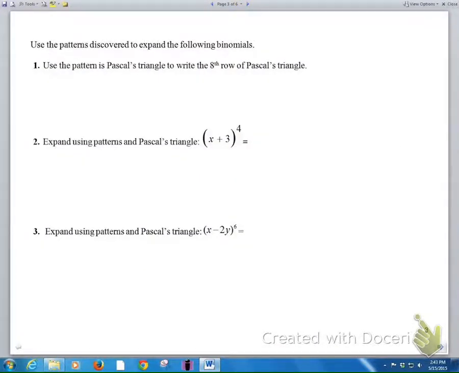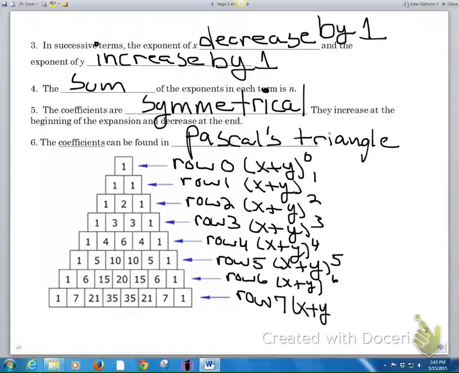All right, so use the pattern discovered to expand the following binomial. Use Pascal's triangle and write the 8th row of Pascal's triangle. So if you take a look at the 7th row, so you're going to have to go back over here. When we look at the 7th row and we want to write the 8th row, I'm going to do it from this slide. So we've got 1 here, and then 1 plus 7 is 8.